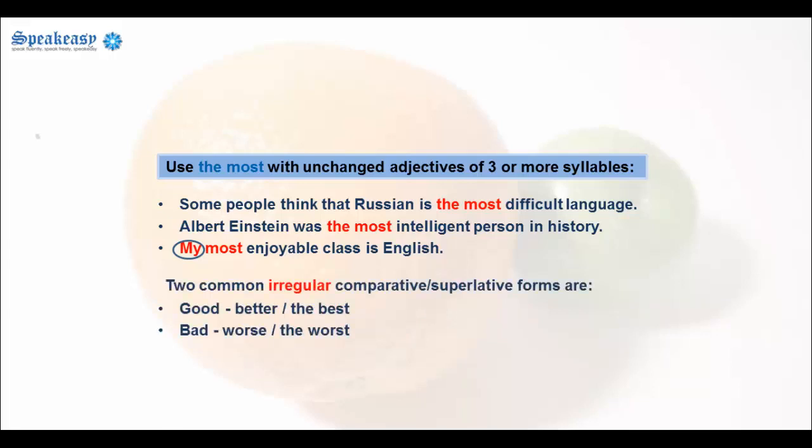Two common irregular comparative and superlative forms are with the words good and bad. So good becomes better and the best, and with bad we use worse and the worst.